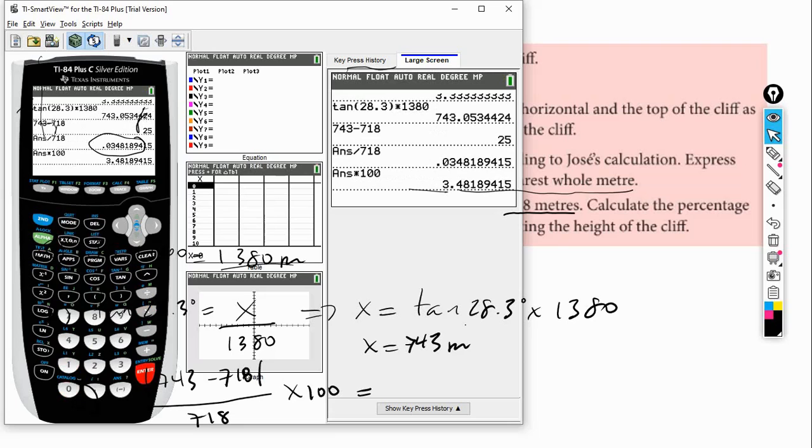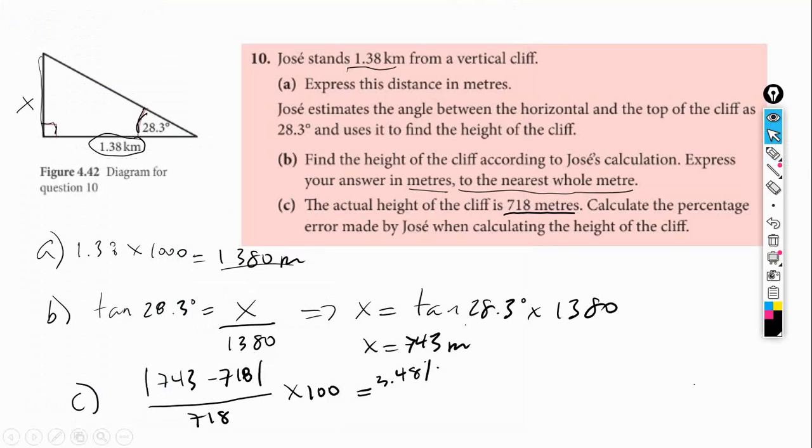So we're going to write that down. So that is going to be a percentage error of 3.48%. Well, we can write it in three significant figures. 3.48% is then the percentage error in this question.